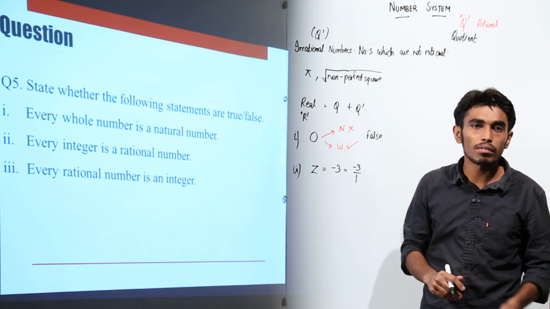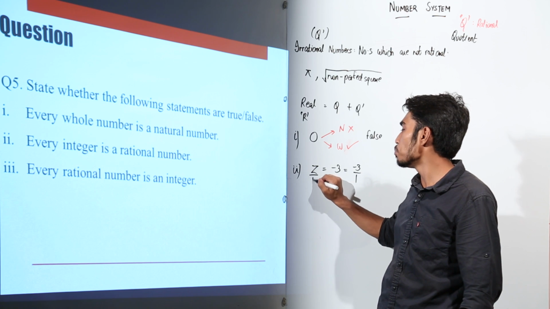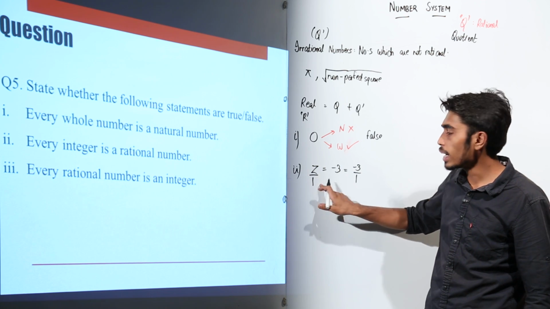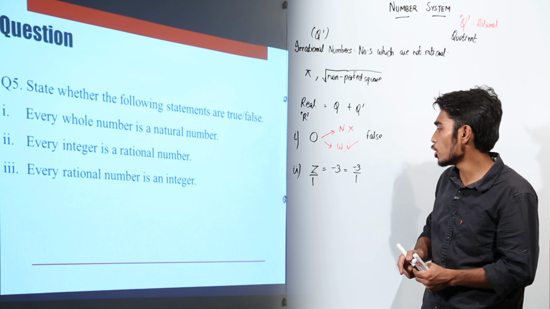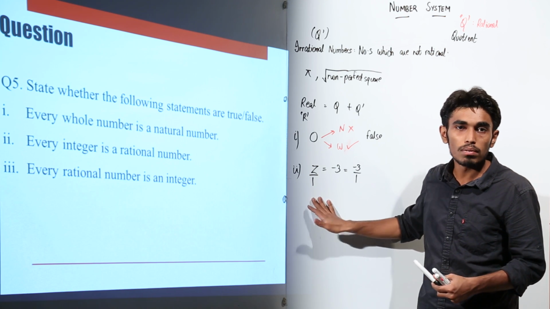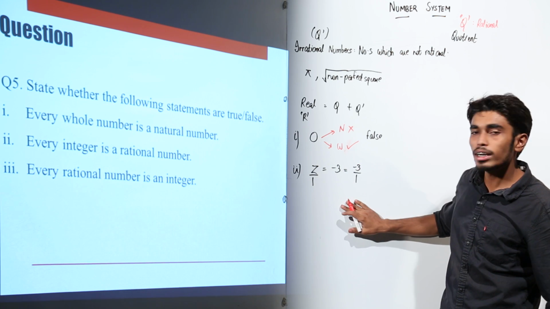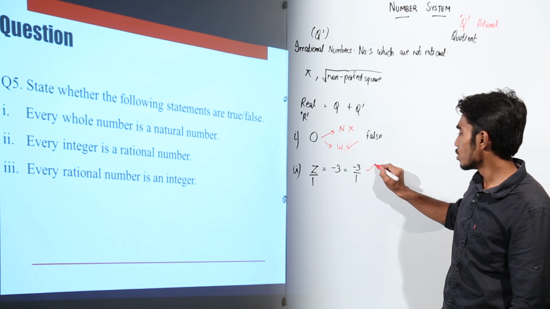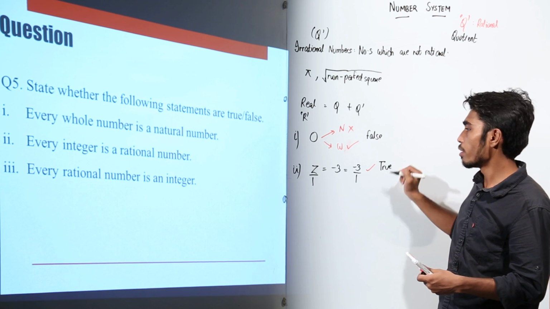Any number which does not have a denominator has the denominator 1. So any integer can also be written as z by 1, where both the numerator and denominator are integers, right? Z and 1 both are integers, and the denominator is not equal to 0, which is nothing but the definition of a rational number. So I can clearly say that every integer is a rational number. So this is a true statement.